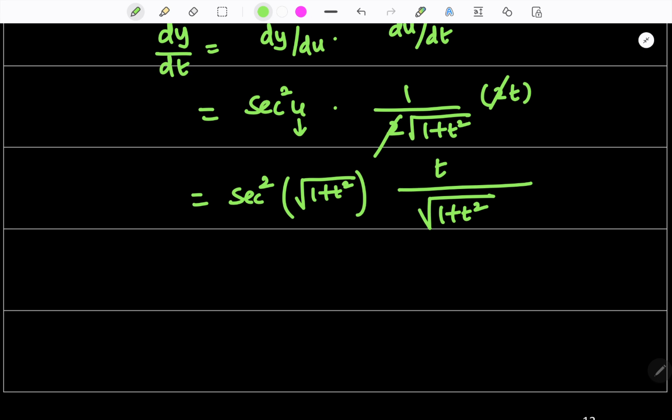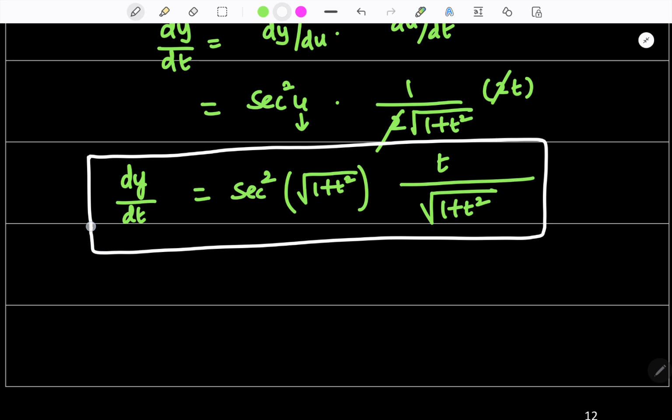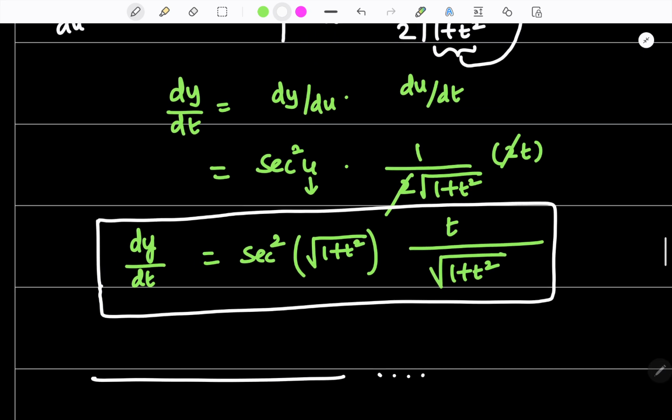Clear? Right. So your answer is t secant square root of 1 plus t square divided by the square root of 1 plus t square. This is your dy divided by dt. So this is going to become your answer. Right. So this finishes your exercise. Exercise number is 2.5. So this finishes 2.5, which means the chain rule is over.